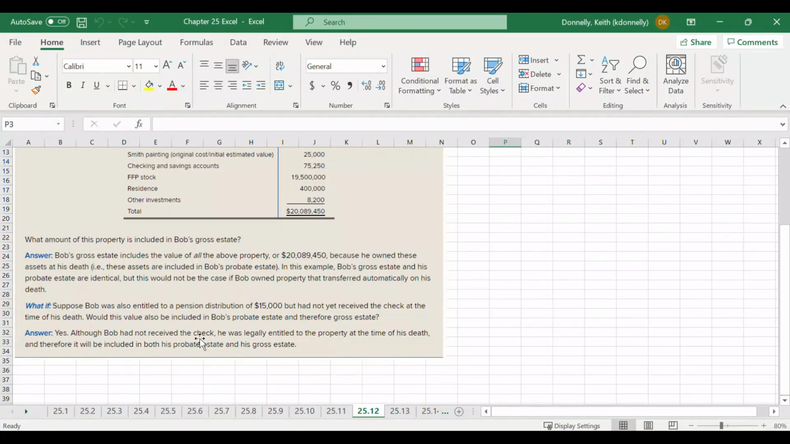It says here, suppose Bob was entitled to a pension distribution of $15,000. So the father who passed away, he didn't receive the check at the date of his death. Would this also be included in the probate estate and therefore the gross estate? Well, yes, because he was legally entitled to it at the time of his death.